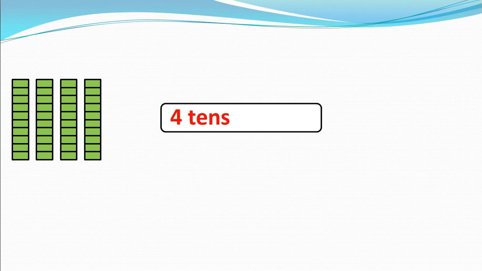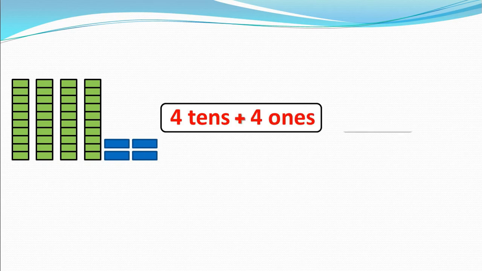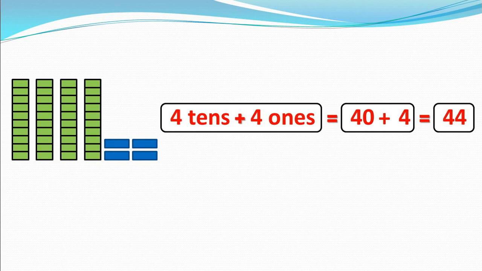There are 1, 2, 3, 4 stacks of tens, which means 4 tens. And there are 1, 2, 3, 4 ones. 4 tens means 40 and 4 ones means 4. Now add 40 plus 4 equals 44.